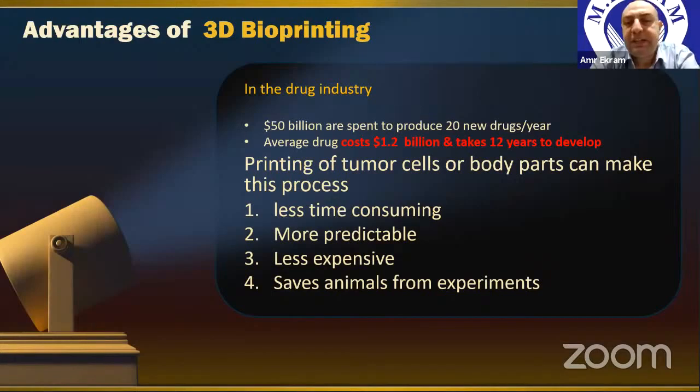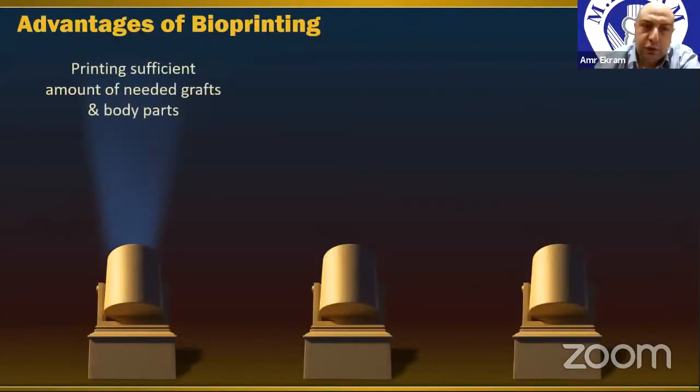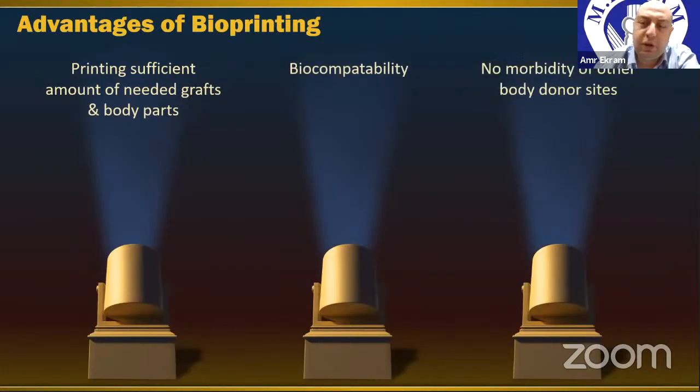Okay, it's less time consuming, it's more predictable, it's less expensive, saves animals from experiments. $50 billion are spent to produce 20 new drugs per year. Average drug costs 1.2 billion, takes 12 years to develop. With 3D bioprinting, these numbers can be much lower to get the drug. So also printing sufficient amount of tissues, biocompatibility, and no morbidity of other donor sites or other patients.